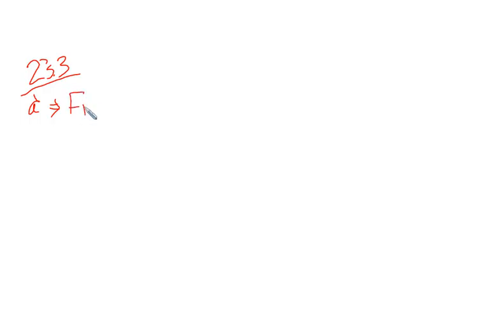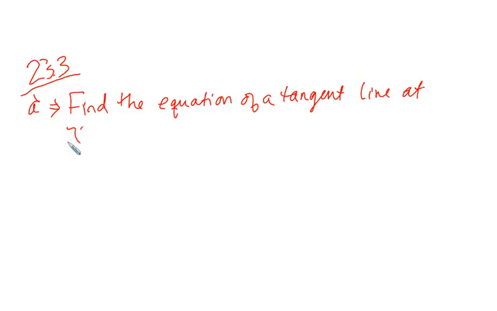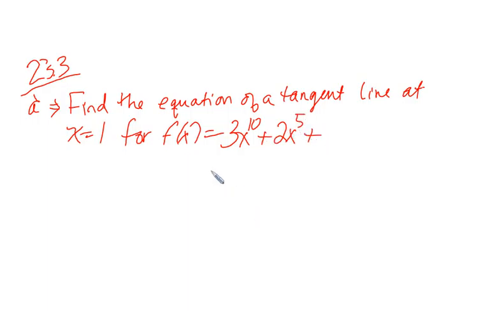So it was: find the equation of a tangent line at x equals 1, for f of x equals 3x to the 10th plus 2x to the 5th plus x plus e to the x.